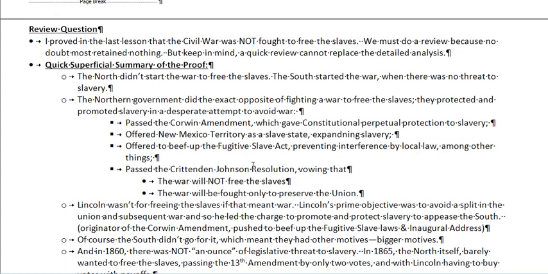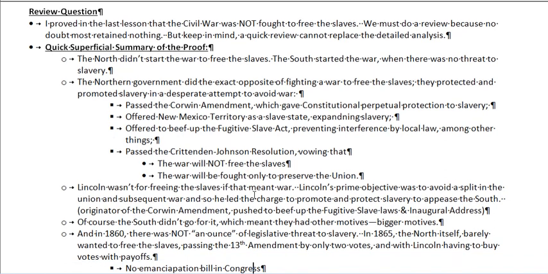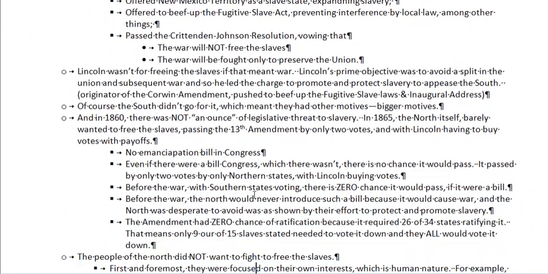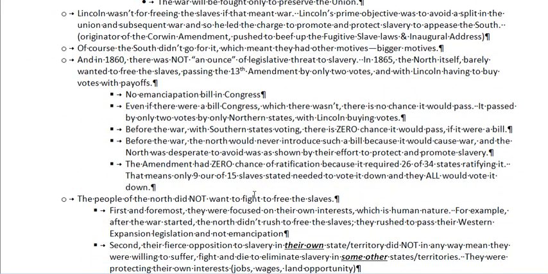And they passed a Crittenden-Johnson resolution vowing that the war would not be fought to free the slaves. The war will be fought to preserve the Union. So they passed a resolution guaranteeing that. Now, so many people say, well, Lincoln was going to free the slaves. Well, how is Lincoln going to free the slaves? He's not the Congress. He doesn't make laws. And in any event, he was dead against freeing the slaves, and that meant war.